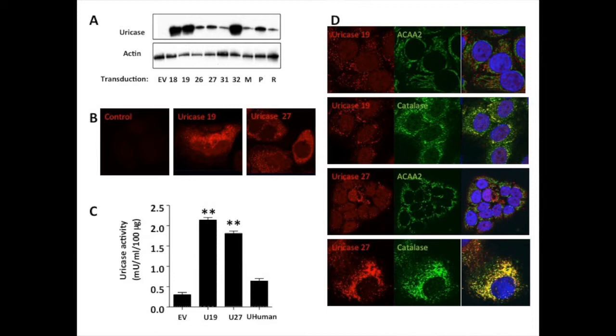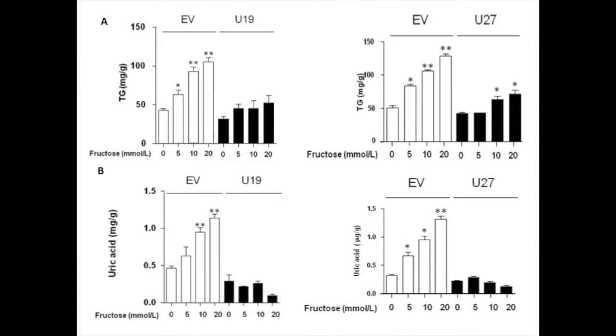What's kind of interesting is that we can follow the accumulation of triglycerides. I know I skipped over the metabolic pathway that's going on here, but just know that uric acid stimulates production of triglycerides in the presence of fructose. And we can demonstrate that by taking these HepG2 cells and exposing them to fructose. Here's the empty vector. Here's ancestral uricase 19, which was a very active uricase. We just follow triglyceride production in the presence of increasing fructose. And notice that if you have a functional uricase present, you diminish triglyceride production.